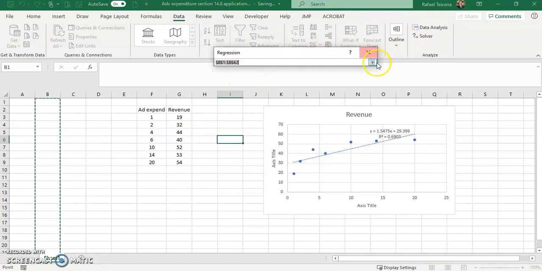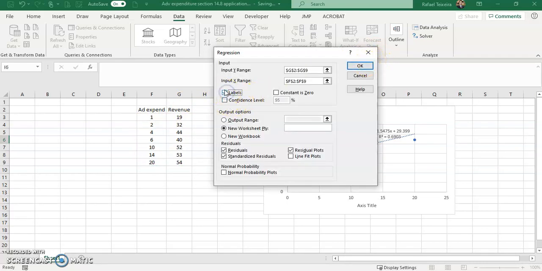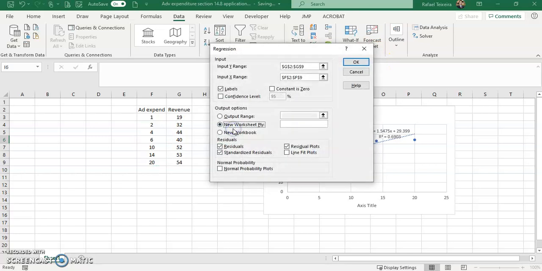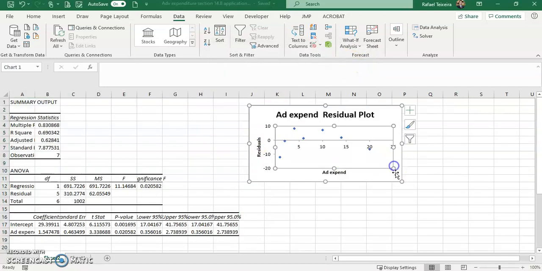So our Y range, our dependent variable, is the revenue that depends on how much we advertise, okay? And then I click labels, I click new worksheet apply, I click residuals, I click standardized residuals, I click residual plots, and I click OK.